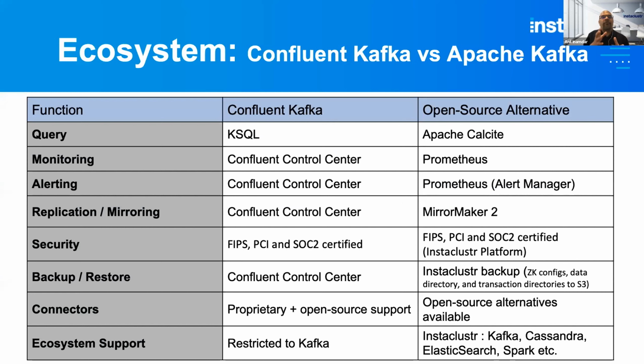This is for Kafka, Confluent Kafka, which is an open core product, versus Apache Kafka, which is an open source project. As you can see from the table, many of the proprietary components of Confluent Kafka have almost one-to-one open source alternatives. For replication and mirroring, we have MirrorMaker 2. There are several open source connectors available. There are also solutions for monitoring, like Prometheus. So for each and every proprietary feature, there is almost a one-to-one corresponding open source solution.